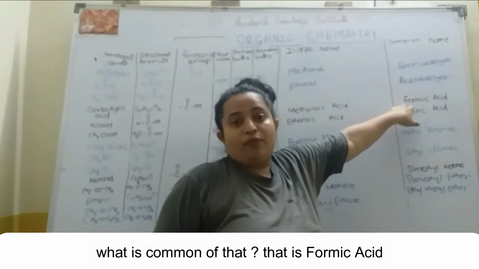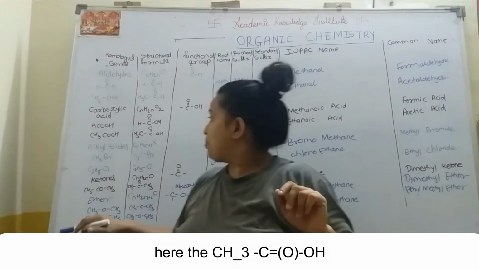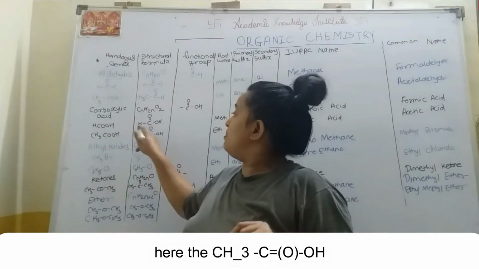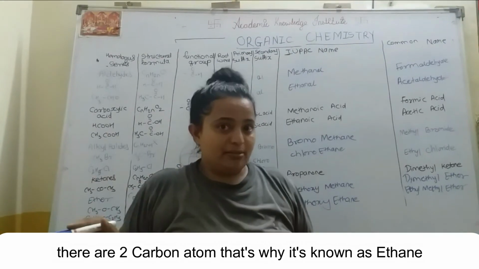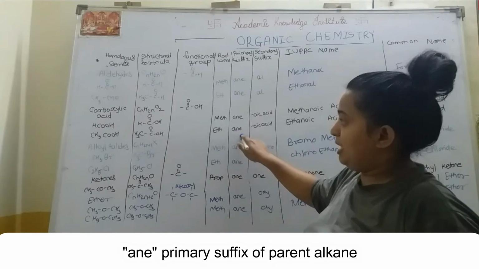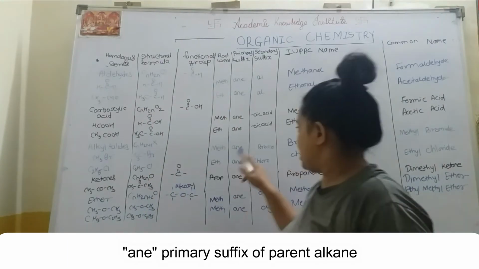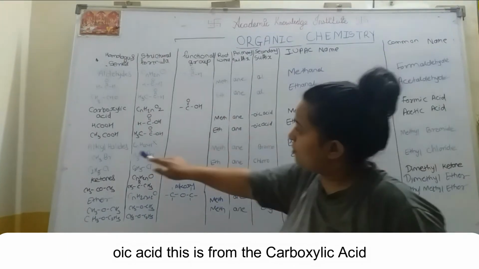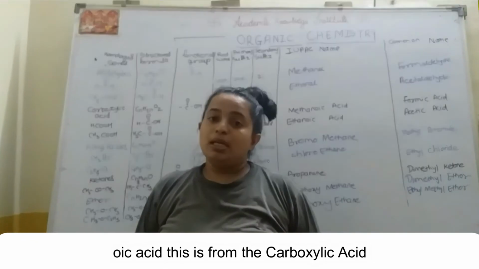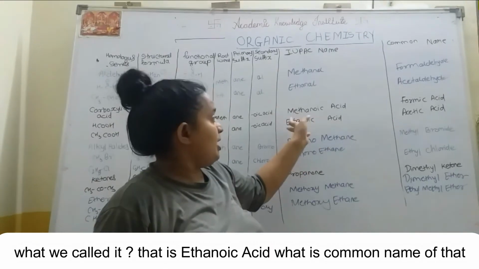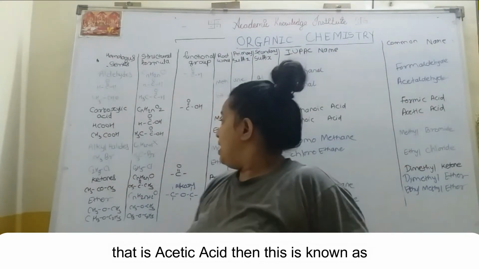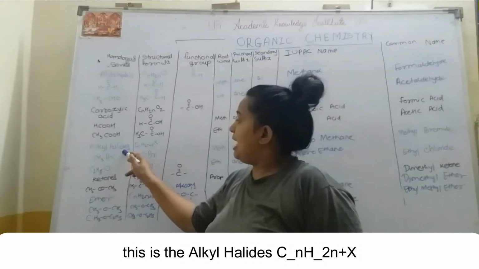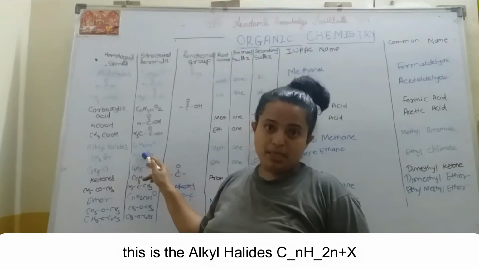And what is the common name of that? That is formic acid. Here CH3 C double bond O H. There are 2 carbon atoms, so that's why it's known as ethane. E from the parent alkane, the primary suffix, OIC acid is from the carboxylic acid. What do we call it? That is ethanoic acid. And what is the common name of that? That is acetic acid.